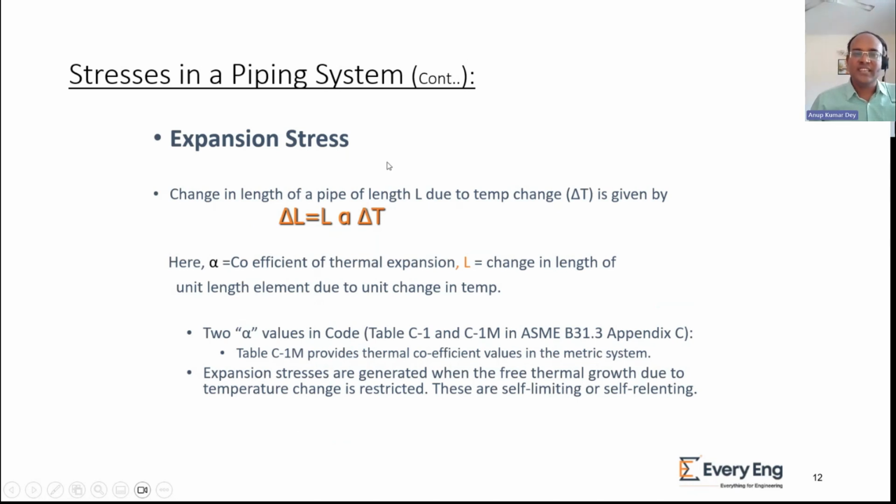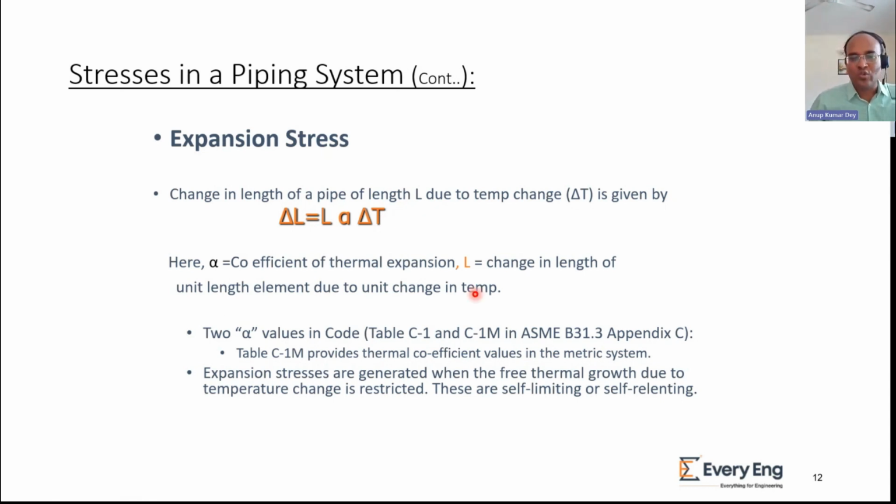So, expansion stress due to change in temperature. The change in length of a pipe of length L due to a temperature change of delta T will be delta L, meaning increase or decrease in length, equal to L alpha delta T. So this is the formula. Now alpha values we will be getting from the code itself. This is the coefficient of thermal expansion, and L is the original length and delta L is the change in length. So whatever length change is happening due to this temperature difference can be calculated.